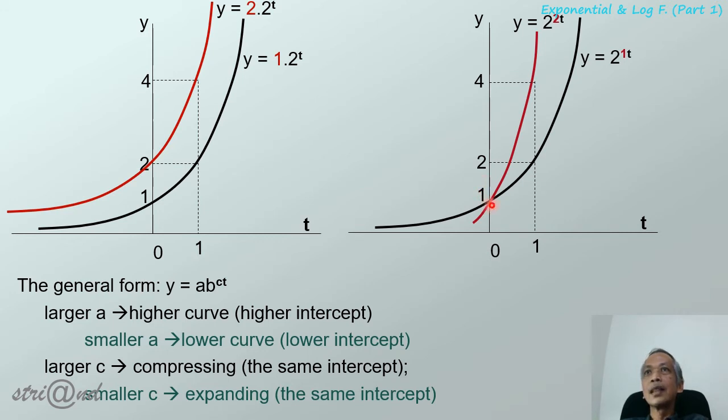And then, of course, when the c is smaller, the curve will be expanding. So, for example, it will be like here. So it will expand. But the vertical intercept will not be changed. Because the original vertical intercept is 1, the vertical intercept in the new function will also be 1.